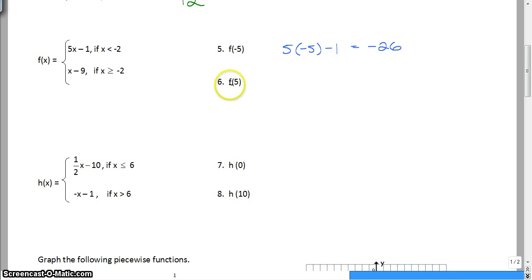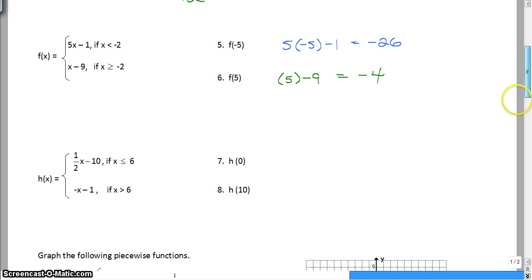Okay, but for number 6, we want f of 5. Is 5 less than negative 2? No, it isn't. So you have to go to the next one. Is 5 greater than or equal to negative 2? Yes, it is. So we're going to substitute into the bottom equation. And you get negative 4. That's piecewise functions. They are still functions, but they have multiple pieces to it, and they're separated by a domain.